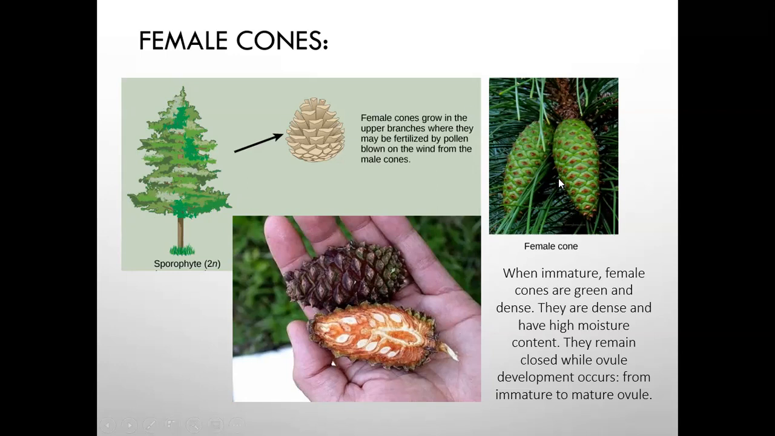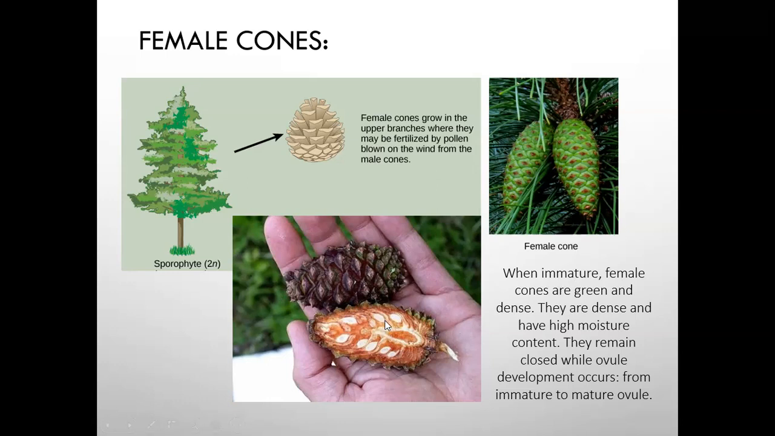So here is a female cone, an immature one. It's going to be green and very dense. They have a lot of moisture within them, and they will remain closed like this while the ovule develops. We don't want any pollen to get in there at this point. Here is a more mature female cone where we see it begins to dry out and kind of open up so that pollen can come inside.